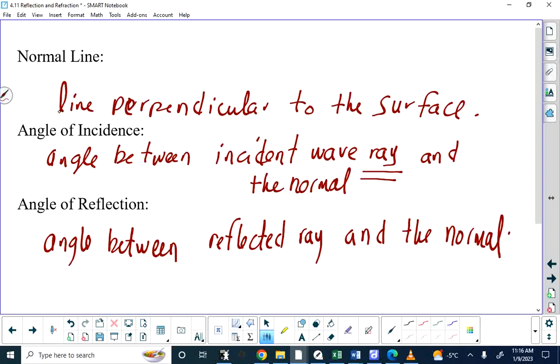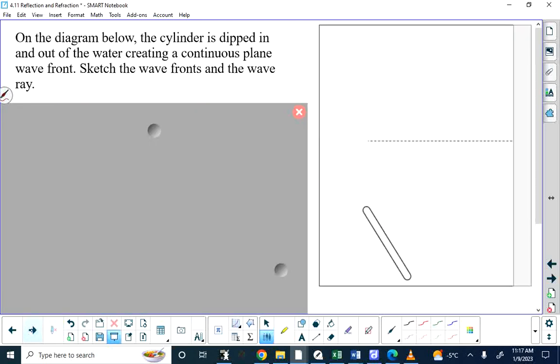So we've introduced the concept of a wave front, which is actually showing you what's happening. And we've kind of springboarded off of that to a wave ray, which is easier to draw. And we've done that because when we talk about angles of incidence and angles of reflection, they are always measured from rays to the normal line. So on the diagram, what we have is a tank. This is a tank of water that we're looking at from the top, from above.